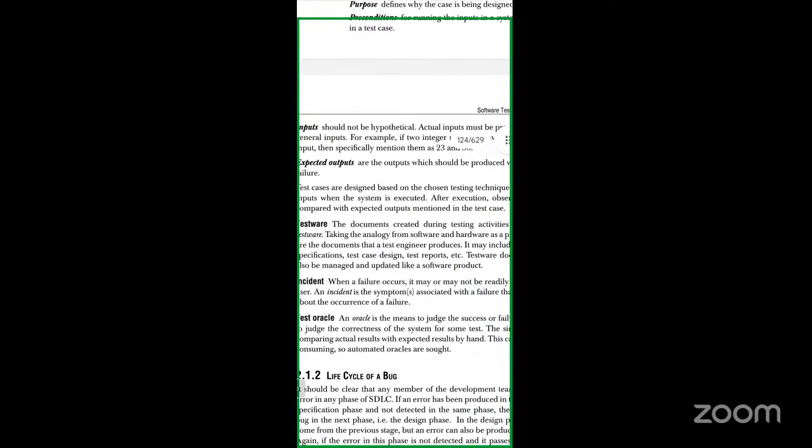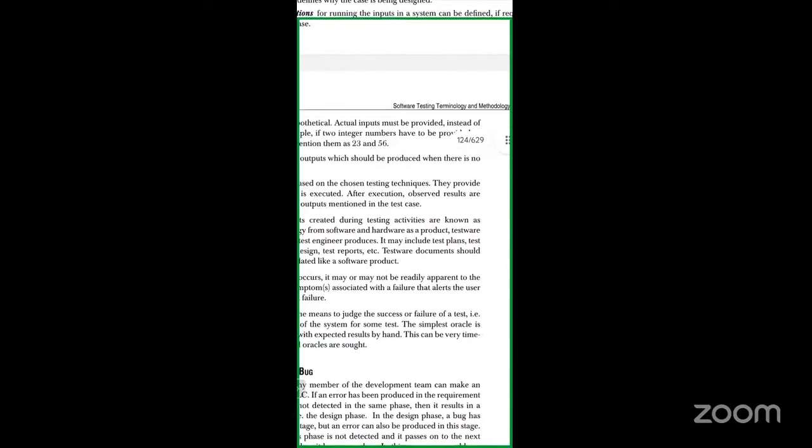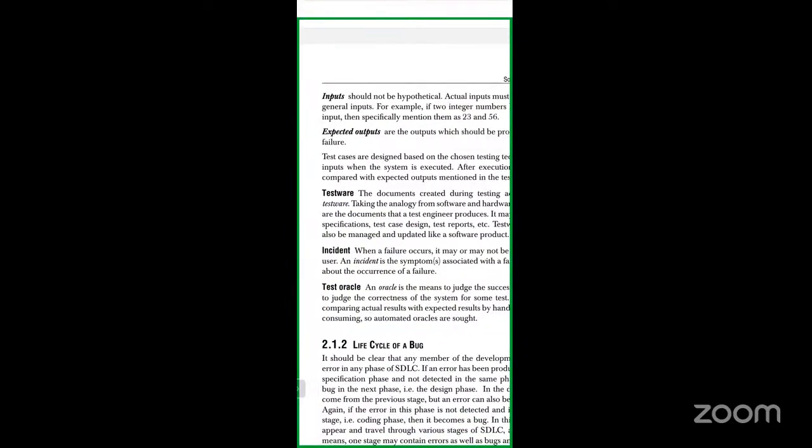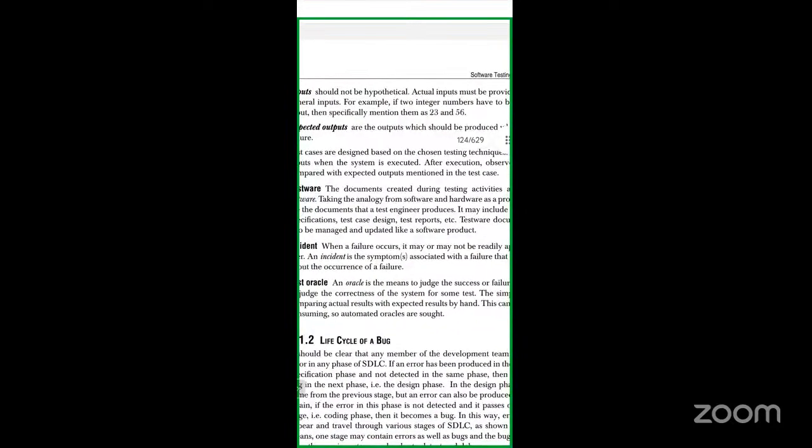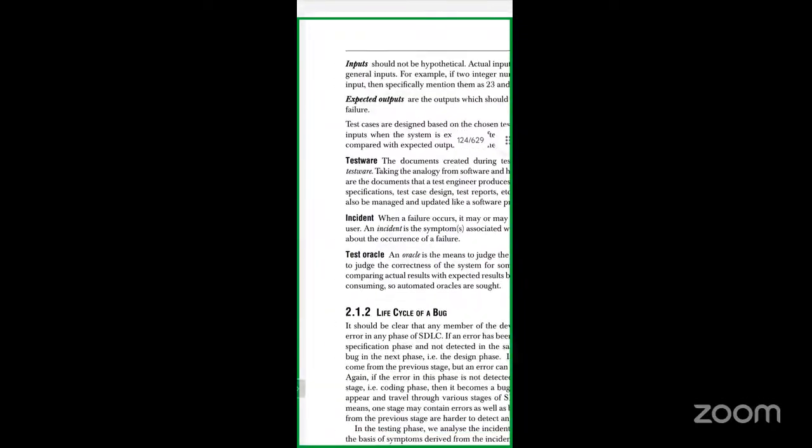When a failure occurs, it may or may not be readily apparent to the user. So an incident is a symptom associated with a failure that alerts the user about the occurrence of failures. Whenever you are testing and we get any failure, we will get a message that we are having a failure in the particular module or in the particular product. Knowing those things is what we can call an incident.